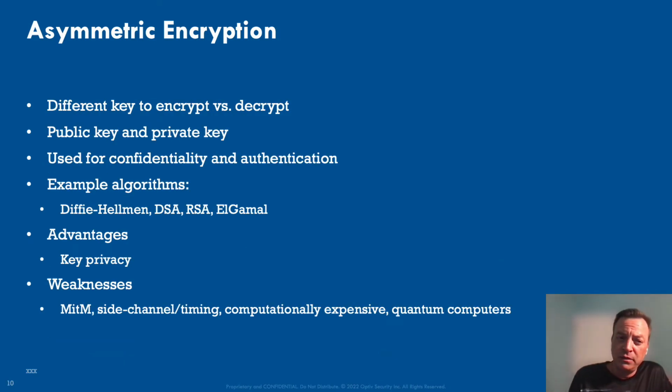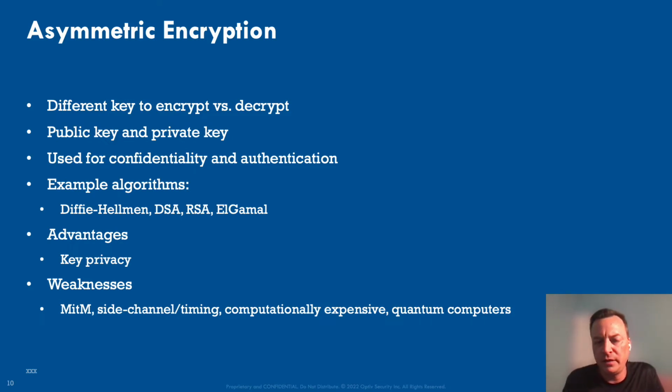Asymmetric encryption is basically where there's what's known as a public key and a private key. So one key to encrypt, one key to decrypt. It's great for confidentiality and authentication, and this is how your SSL or TLS is going to work.